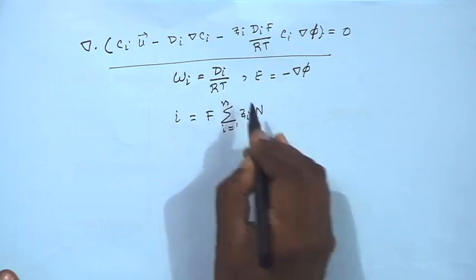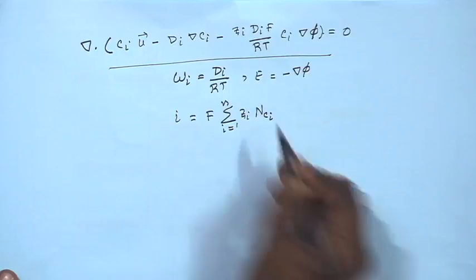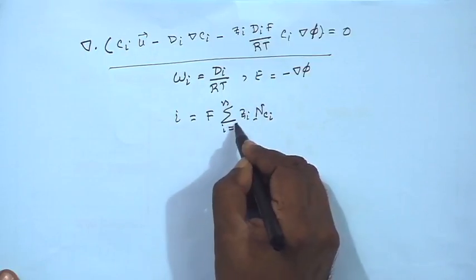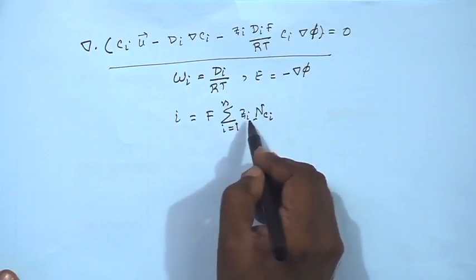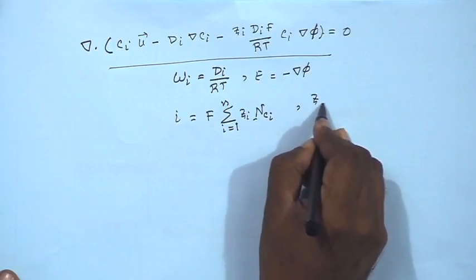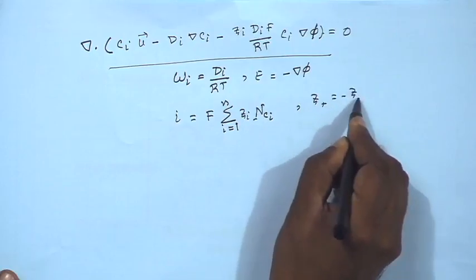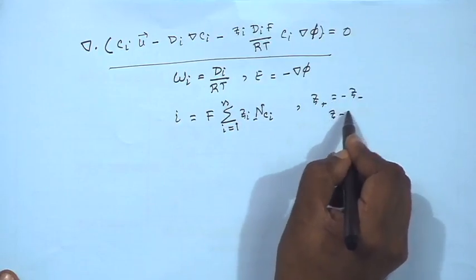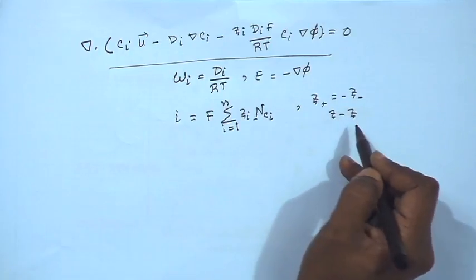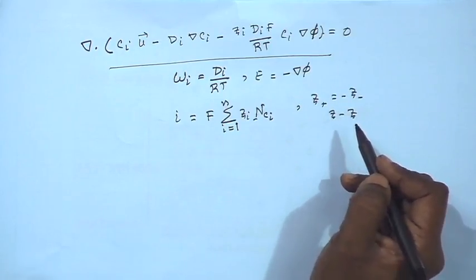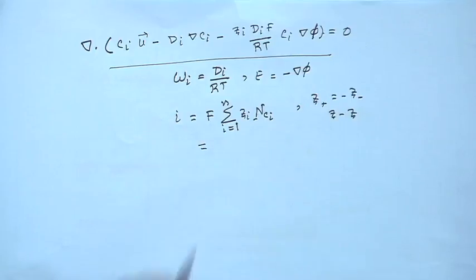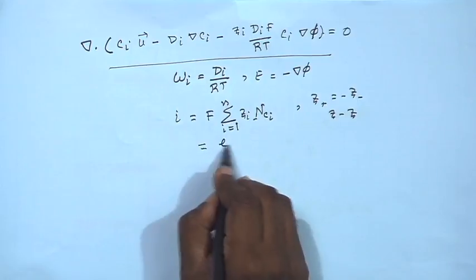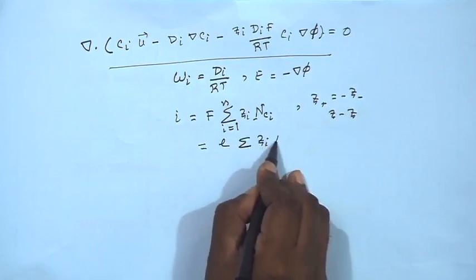If you have n number of ionic species, we sum over them. If it is a binary electrolyte, you have Z plus and minus, a monovalent situation. Otherwise, you may have a ZZ electrolyte, or arbitrary, but two binary species. This can also be written in terms of the number density function: Z_i times N_i.